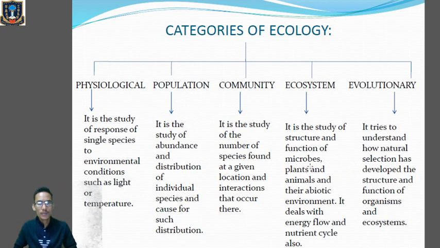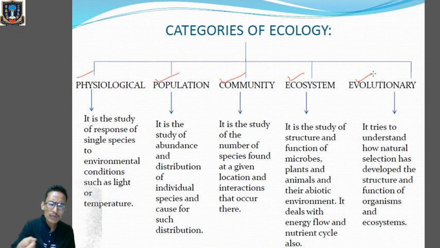Okay, now next one. What are the categories of ecology? So generally ecology can be divided into 5 broad categories, and those categories are: number 1, physiological ecology; number 2, population ecology; number 3, community ecology; number 4, ecosystem ecology; and number 5, evolutionary ecology. So we'll go through it one by one.